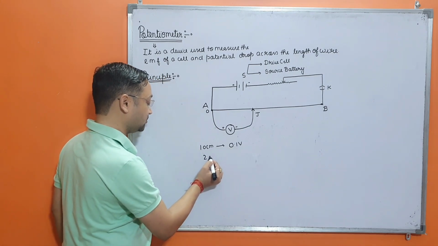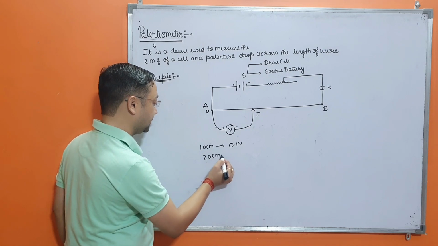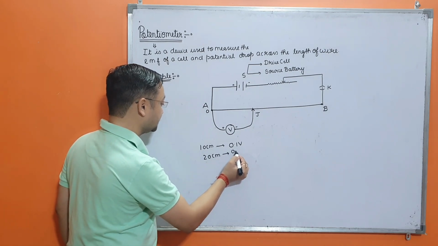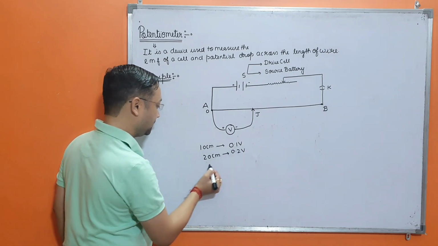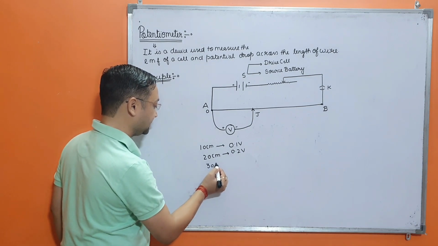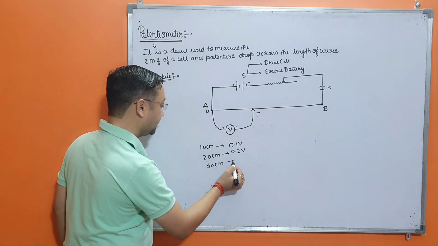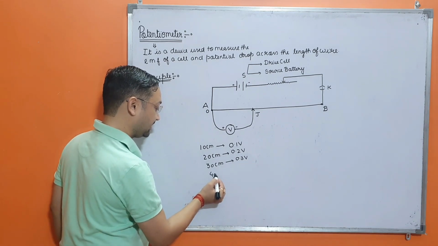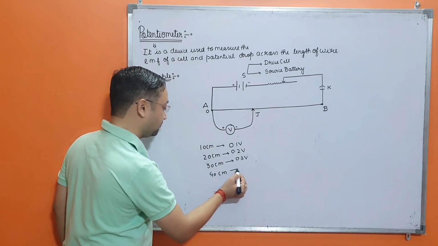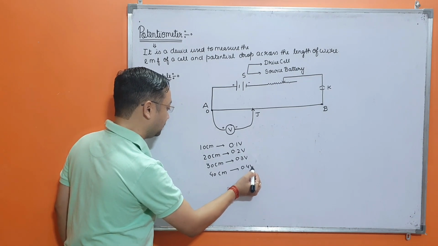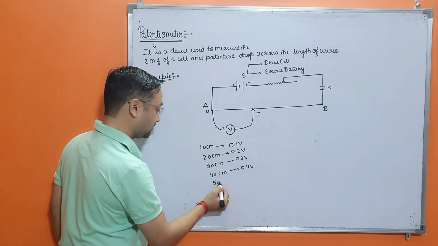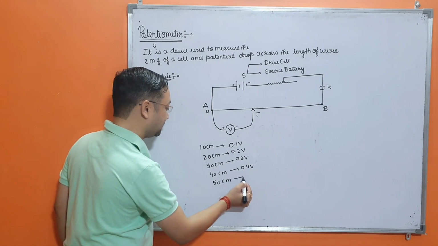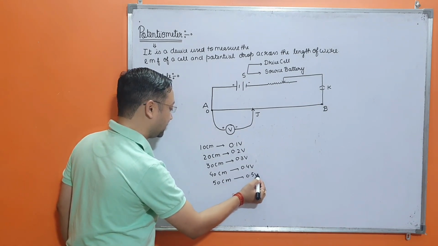We put our jockey at the 20 centimeter mark, we found that it is 0.2 volt. We put the jockey at the 30 centimeter mark, we found that it is 0.3 volt. We put the jockey at the 40 centimeter mark, we found that it is 0.4 volt. We then put the jockey at the 50 centimeter mark, we found that it is 0.5 volt.